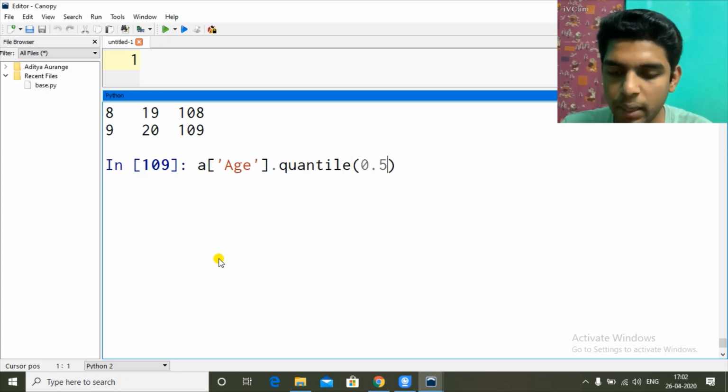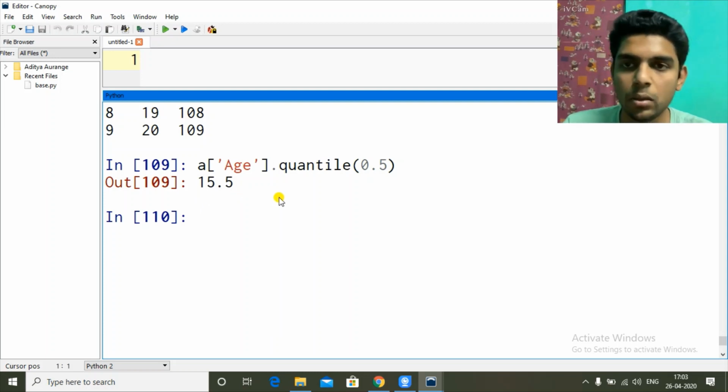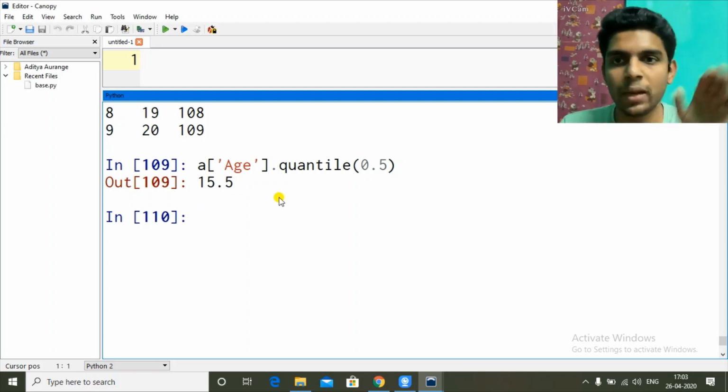Quantile 0.5. So 15.5. For age, the quantile at 0.5 is 15.5. For a particular row also we can find it. Okay, so that was quantile.